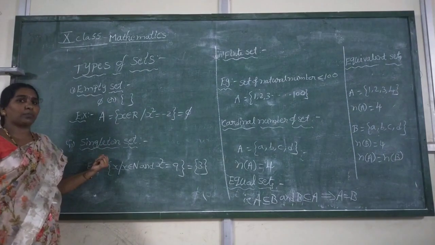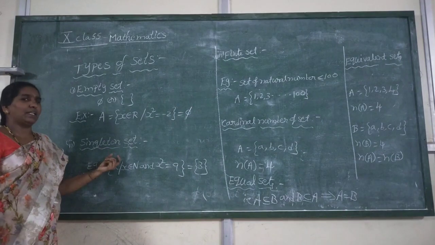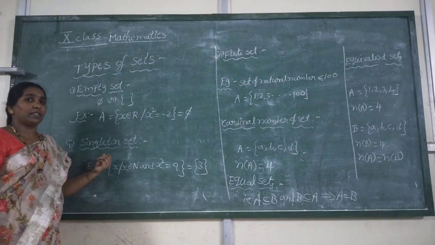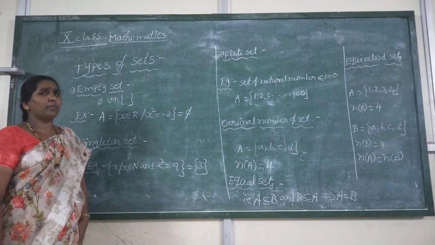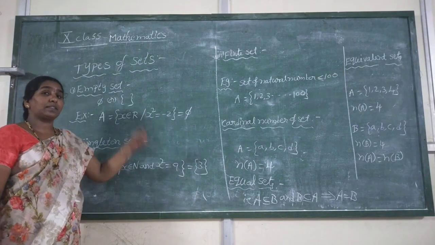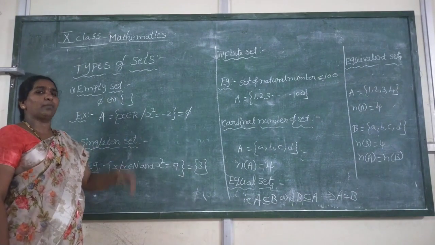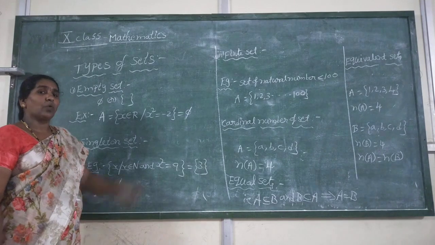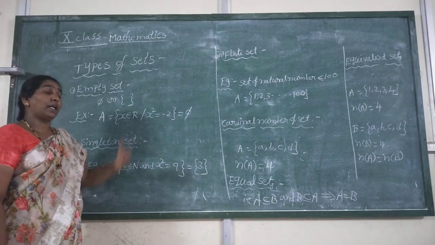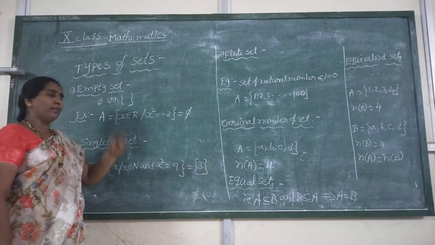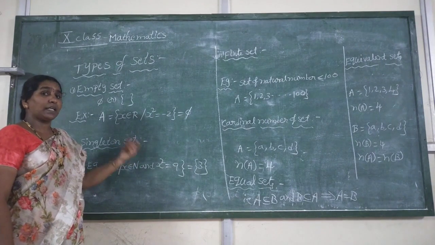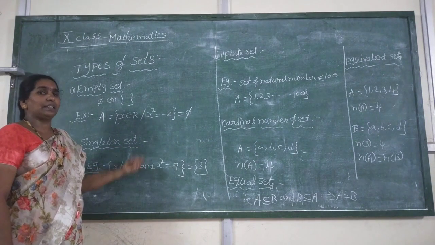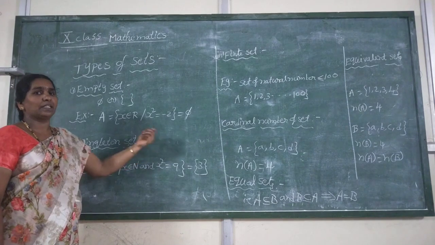Next, I am going to explain the second one, that is the singleton set. What is the meaning of singleton set? A set containing only one element. The number of elements in the set is 1. Then that set is called a singleton set.